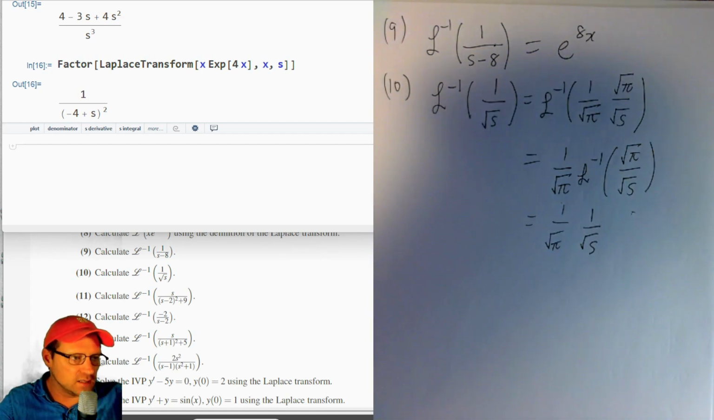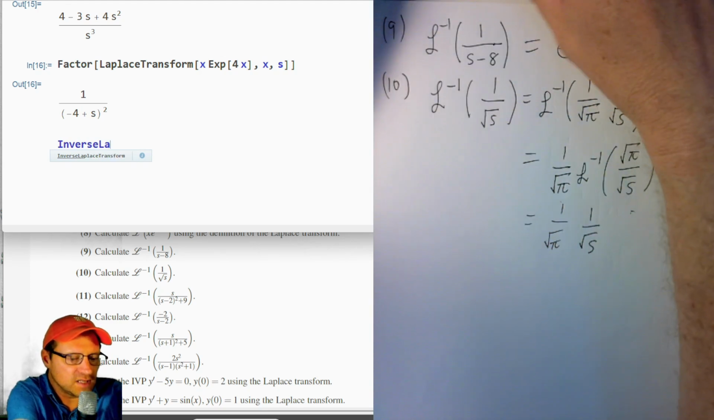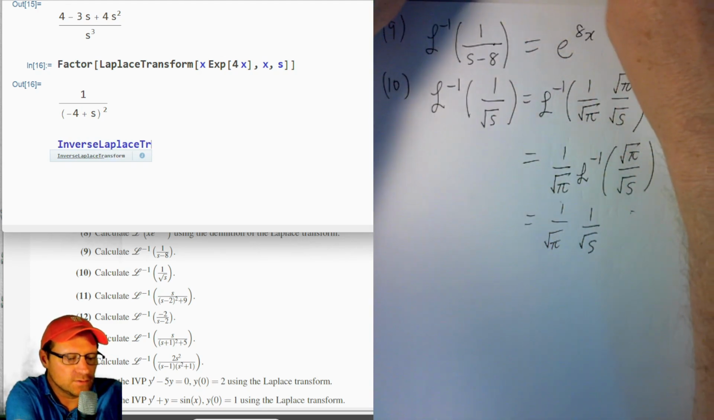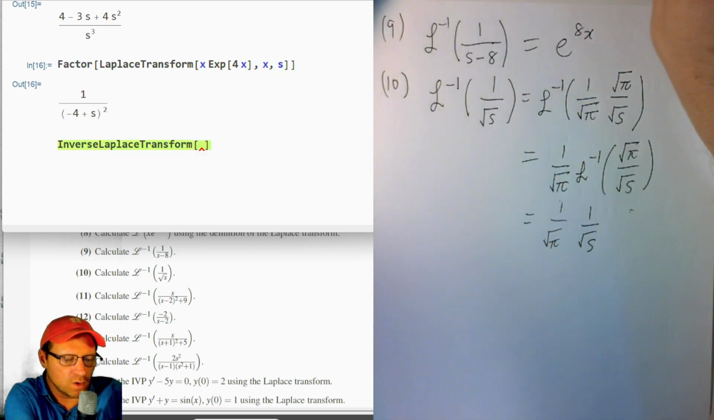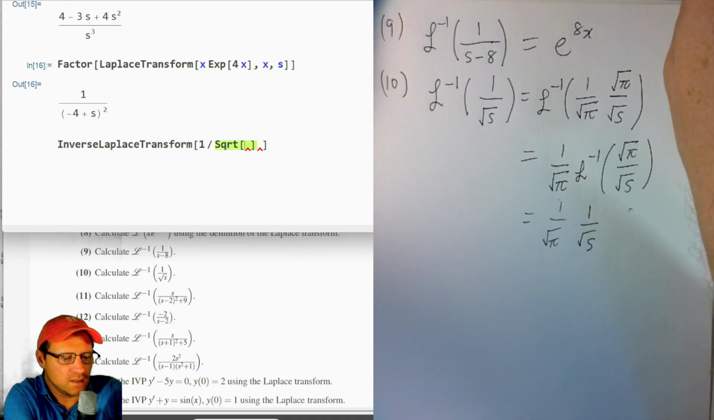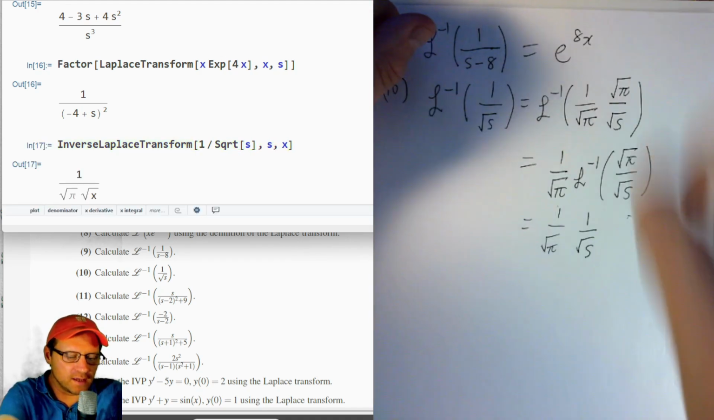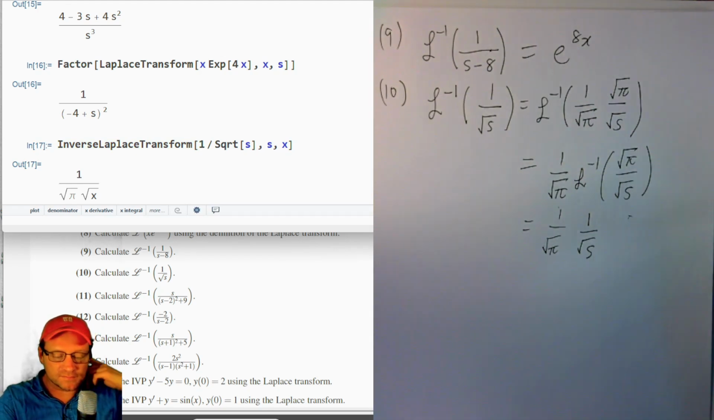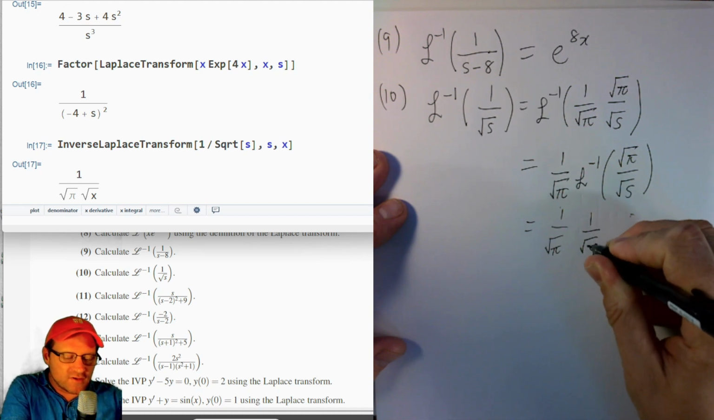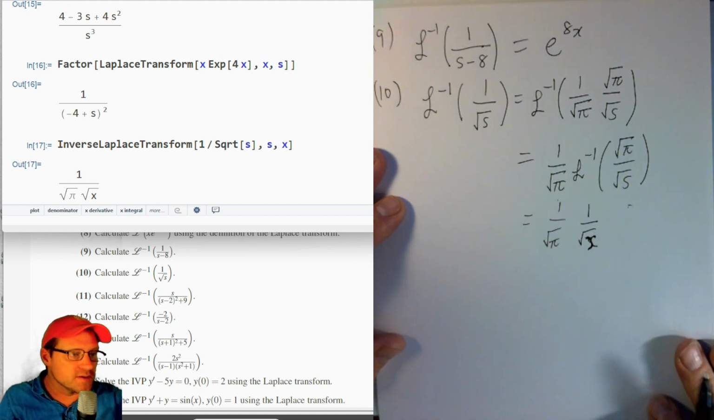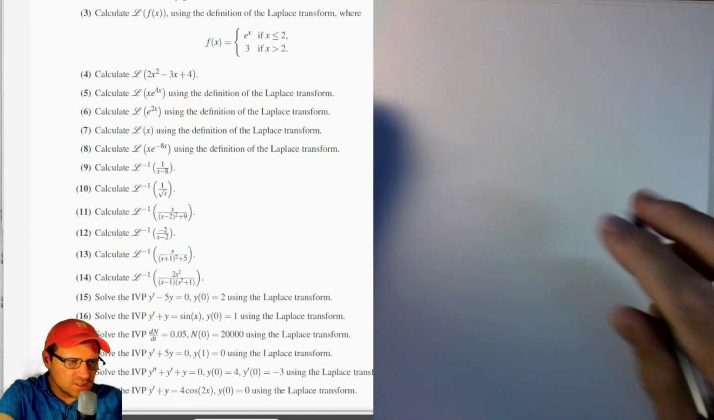Okay, in Mathematica, let's do this. So I'll write InverseLaplaceTransform. Then I'll put 1 over sqrt s, comma, s, and then the x, and then run that. And so that gives us, and I see I should have written 1 on the square root of x here. Of course, we're going the other way, aren't we? So we get 1 on root pi, 1 on root x. Okay, question 11.